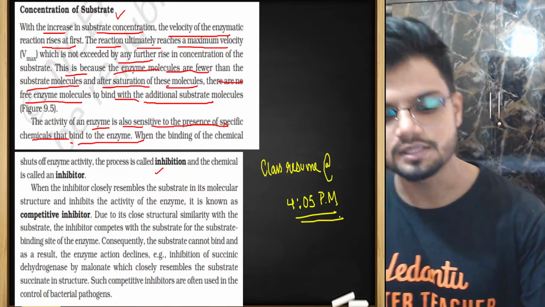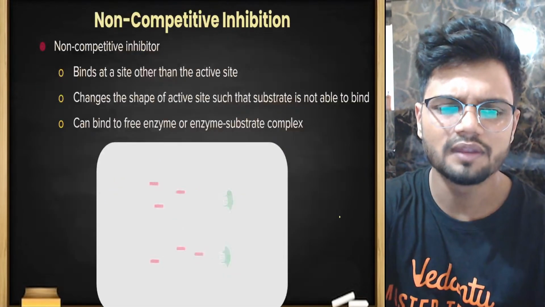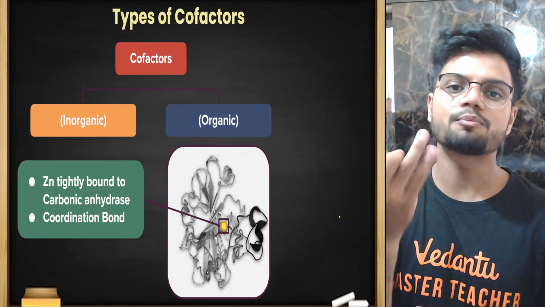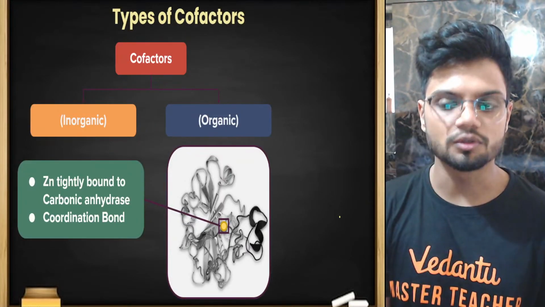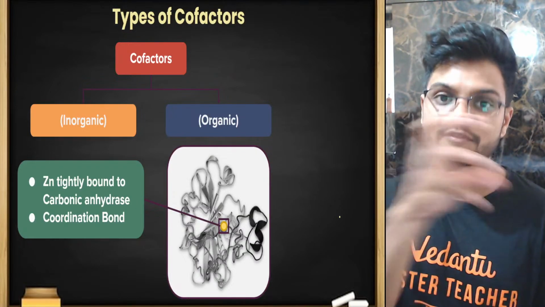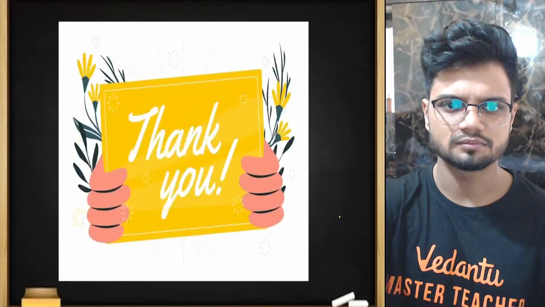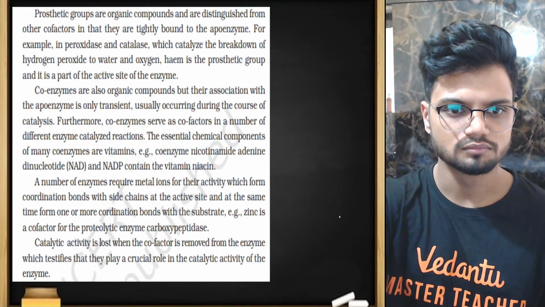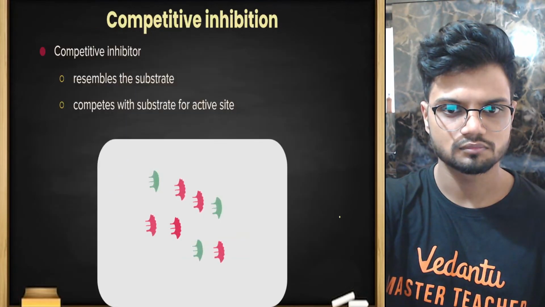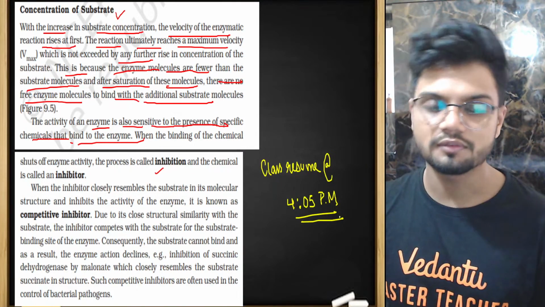We will learn something called inhibitors. Very easy, students, very easy. Then I'll teach you something called cofactor. What is organic? What is prosthetic? What are inorganic types of cofactors? How do cofactors influence a reaction, right? And the chapter is over with that. Nothing much is there after that. Okay, I'll see all of you at 4:05 directly.